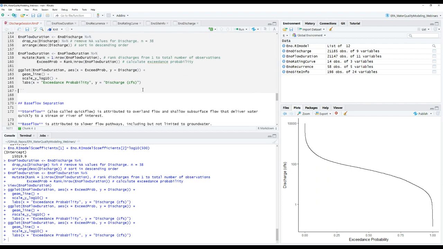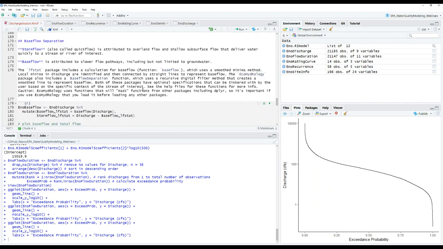Okay, I have one more specific application that we want to go through today, and this is on baseflow separation. So if we look at our streamflow hydrograph, part of our streamflow we might anticipate to be storm flow, so overland flow or shallow subsurface flow that are delivering water to our stream or river of interest, perhaps following a precipitation event. The other component of our flow would be base flow.